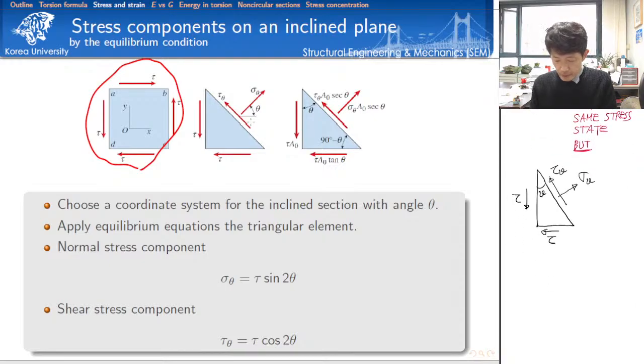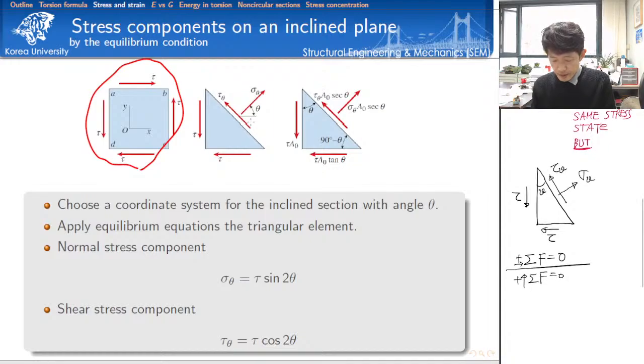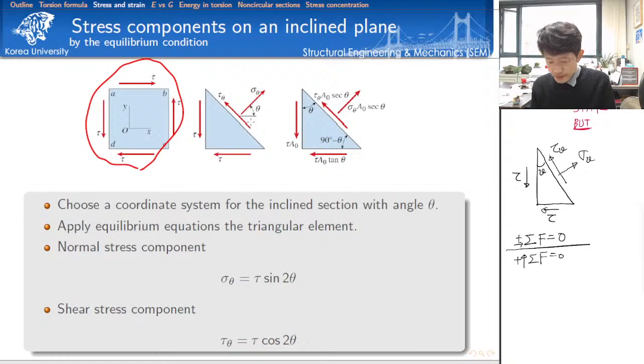So let's check the force equilibrium. Force equilibrium is always the same. The sum of all the forces in the horizontal direction is equal to 0. The sum of all the forces in the vertical direction is also equal to 0. So now let's use the first equation. What is the first component of the horizontal direction?